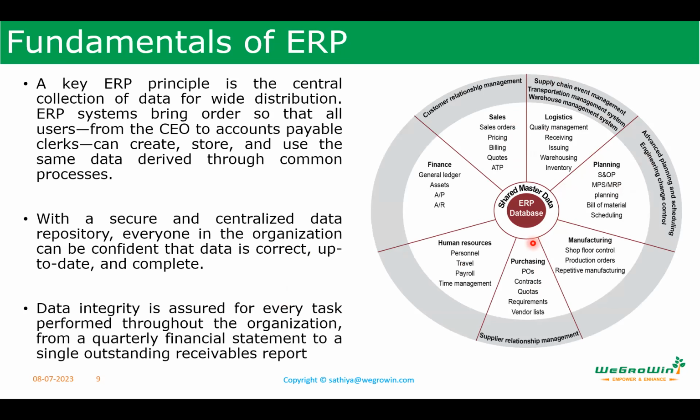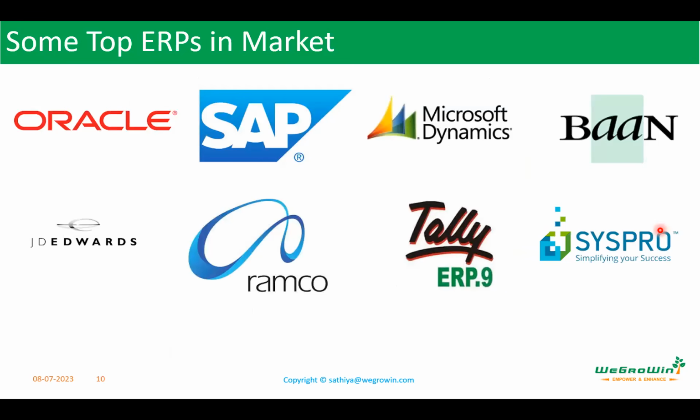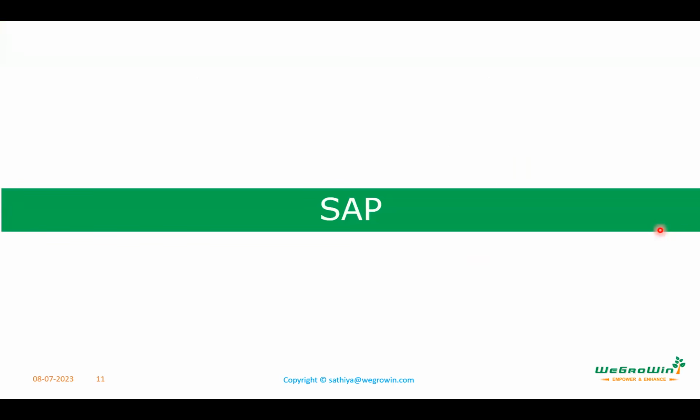And an ERP is a combination of various modules. Based on these modules, there are extended modules also, like transportation management, warehouse management, advanced planning and scheduling, engineering change. That's what Kanimori and Rachit just told us they are working on, advanced planning and optimization, APO, those kinds of things. Some of the top ERPs in the market are Oracle, SAP, Dynamics, Baan. Now let us come to SAP.